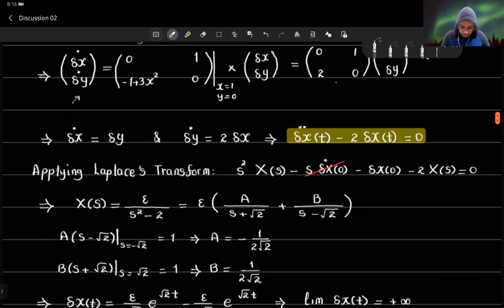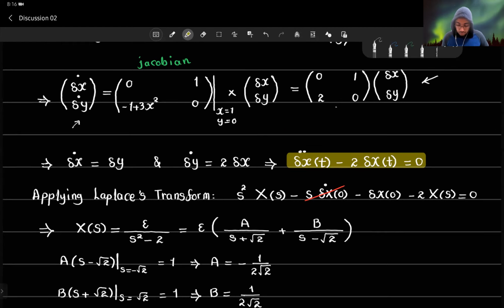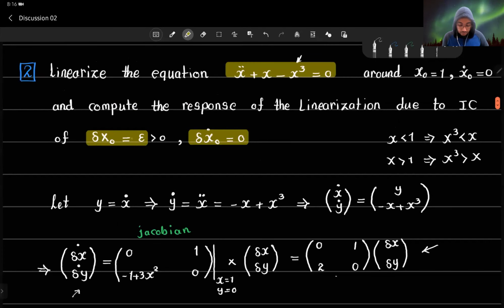Okay, so let's continue. Yes, so this is the second order differential equation that governs the evolution of the linearization. We have delta x double dot minus 2 times delta x is equal to 0. So we would like to compute the response of this system due to the initial conditions. Let me go back, which is delta x 0 is equal to epsilon, which is something bigger than 0. It doesn't matter. We can just say that it's not equal to 0 for now, and delta x dot 0 is equal to 0.